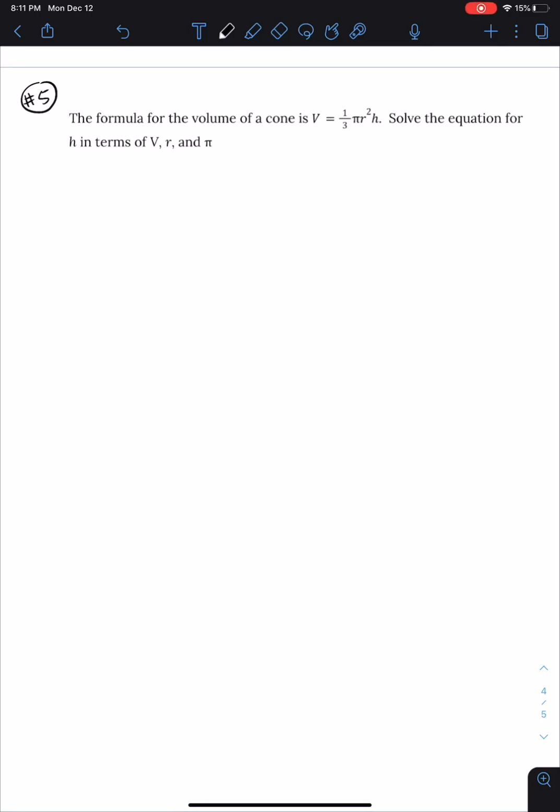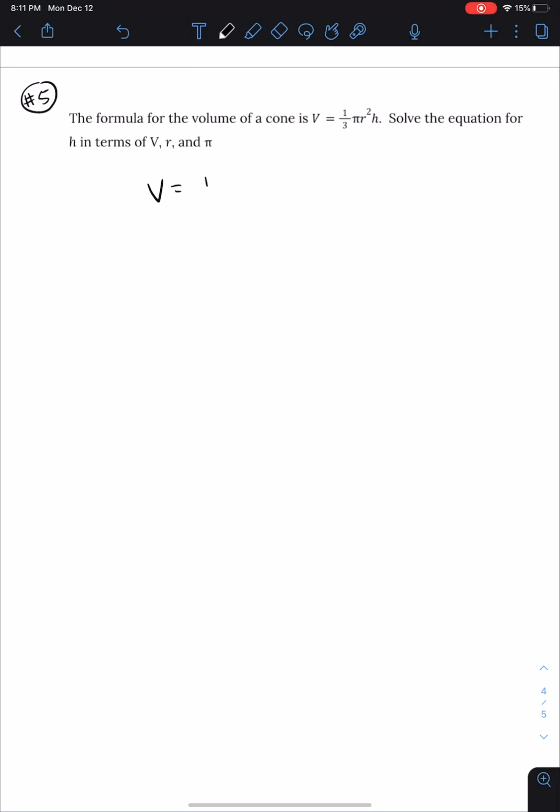The formula for the volume of a cone is volume equals 1/3 pi times the radius squared times h. So here we want to solve for the equation for h in terms of v, r, and pi. So I'm going to rewrite my equation.